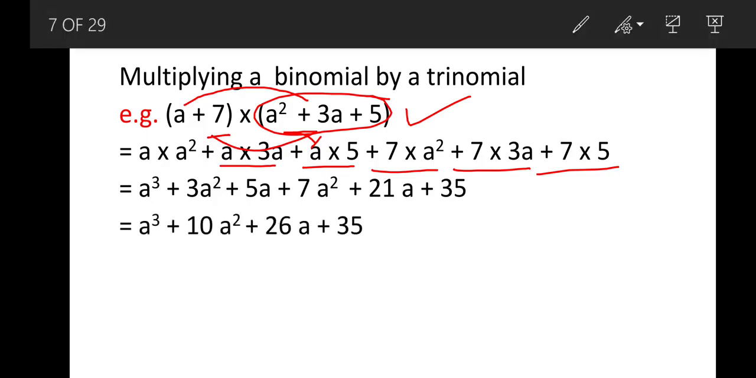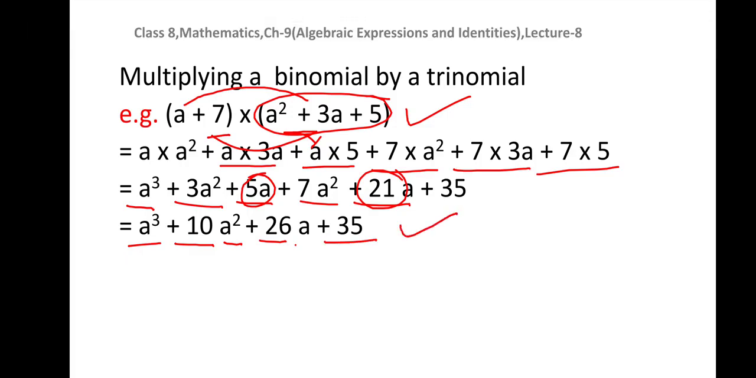And then, as I told you, this is the rule, that you are supposed to combine the like terms. So a cube will remain as it is because there is no other term having a cube. 3a square and 7a square are like terms, so 7 plus 3, 10a square. Plus 5a plus 21a, these two are like terms, so it will be 21 plus 5, 26a, plus 35, which is the constant term. So this will be your final answer.